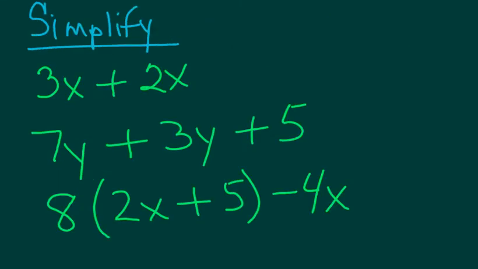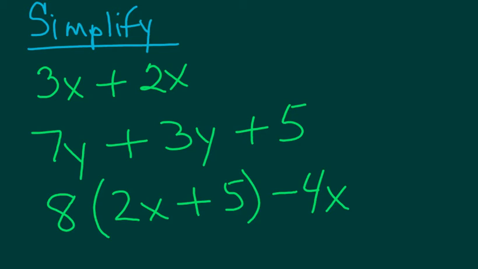Now, remember at the beginning, I told you this was about simplifying algebraic expressions. When you simplify something, it just means you make it more simple. So, the cool thing about like terms is you can add and subtract them. But you can only add or subtract terms that are alike.